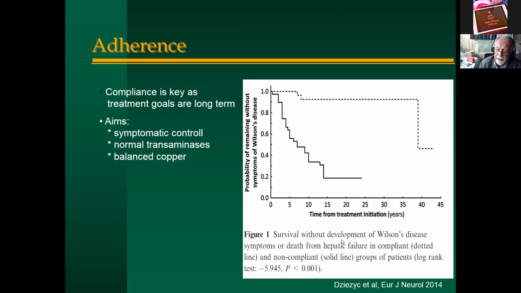And this is a very nice slide from the large Polish group on Wilson's disease, and they have looked at the time for the probability of being symptom-free if the patient takes the drug or does not take the drug regularly. And you see, even after 20 years, only 10% of those patients who do not take the drug are free of symptoms. And there was a very high mortality among them. So I think the most important issue is not so much what drug you choose, but to tell the patient and monitor that the patient is taking his drug.